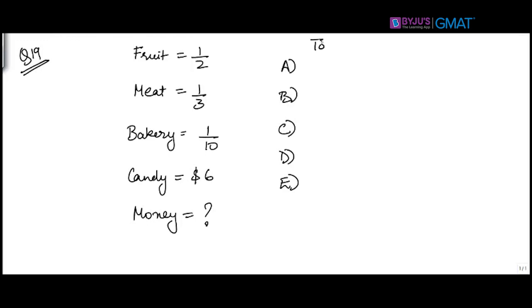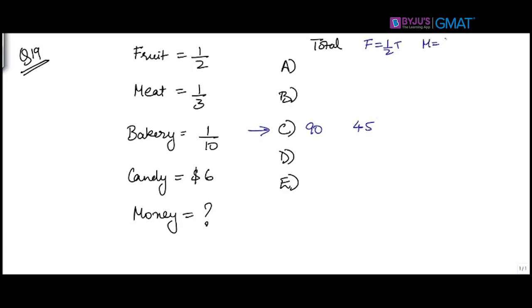The answer option represents the total money he would have spent. So let's start off with C. Option C is $90. So what if you have $90 as the total money? What is the next thing that you can find out? I can find out how much did he spend on fruit. So the amount spent on fruit is half of total. So that's $45.